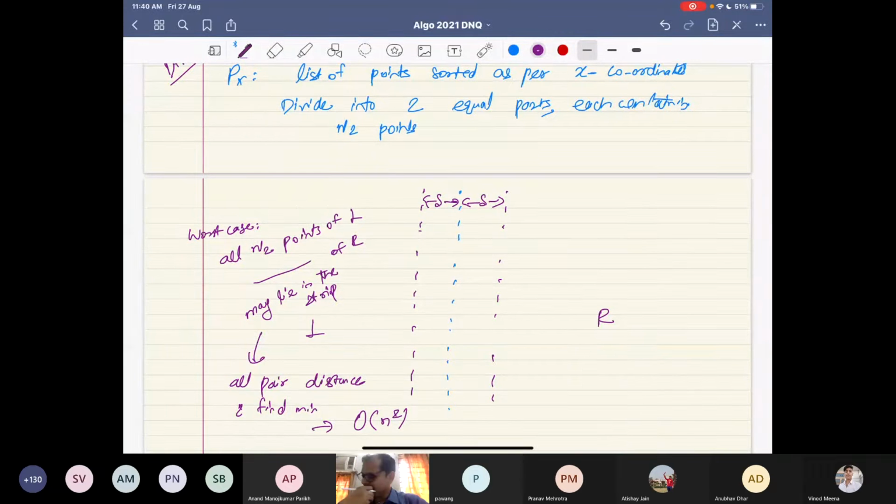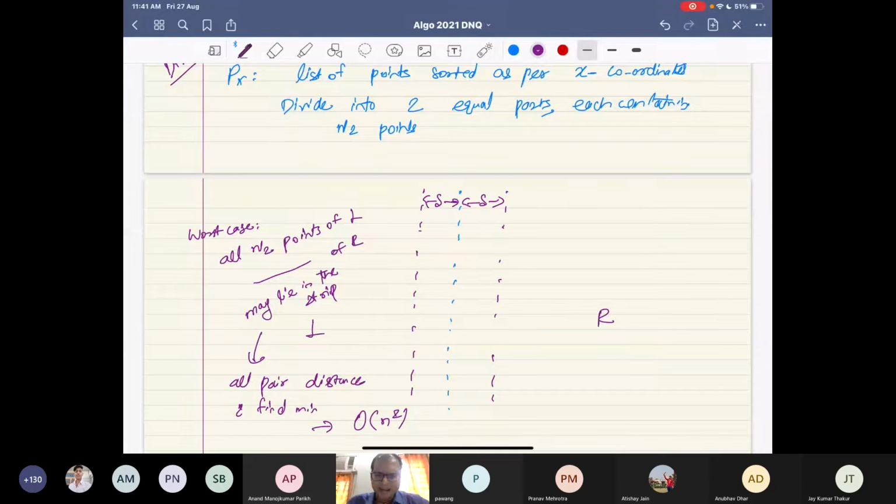Sir, but if all points are in the strip, then the value of delta would be small, right? No, they can vary in y coordinate. Doesn't help, right? If it is small, if it is 10 to the minus 5, it doesn't help you. There may be another point at 10 to the minus 6 distance.